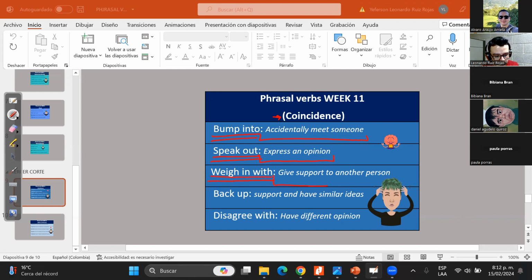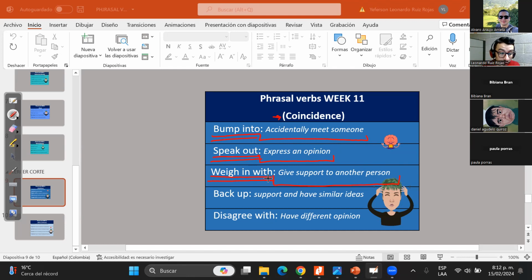Pau, wait in with. What is the meaning of that, my dear? Read it. Give support to another person. Exactly. Wait in with, it means give support to another person. It means like ponerse del lado de. Yes, so wait in with, it means, no sé, for example, we are having a discussion where we disagree on something, and I say, you know, I wait in with Daniel. O sea, I agree with him. I have the same opinion with him, no?